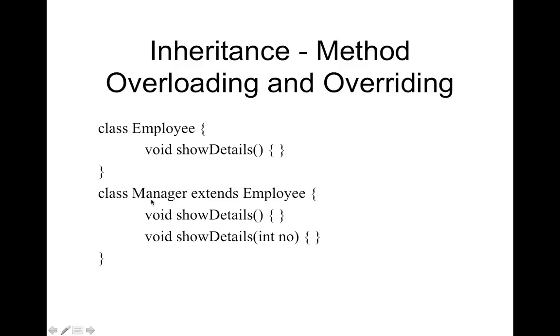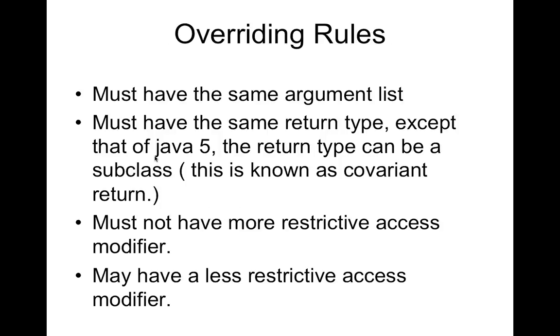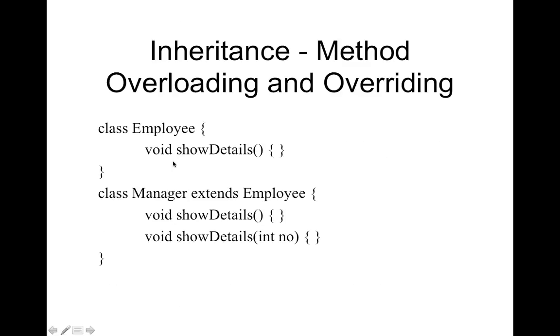So you can make it less restrictive, but you cannot make it more restrictive. Let's see what we are talking about here. Must not have a more restrictive access modifier, and may have a less restrictive access modifier. That's what I was talking about. You can make it less restrictive, that means private to protected or private to public. But if it is protected, you cannot make it private in the subclass.